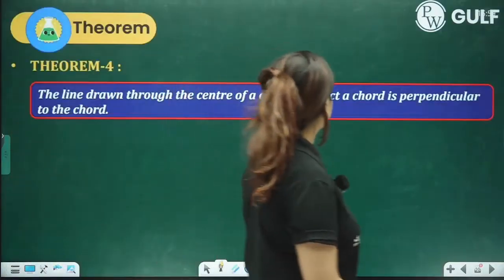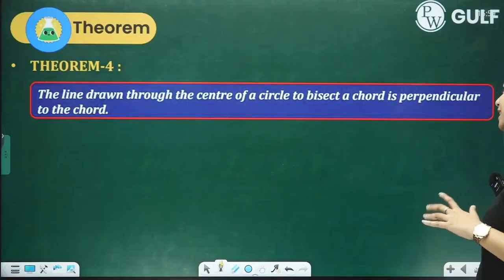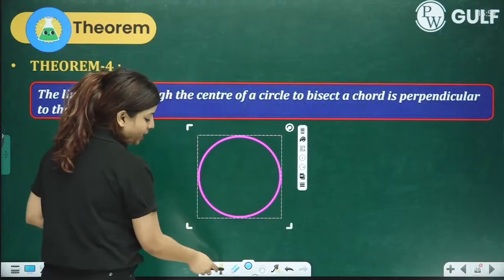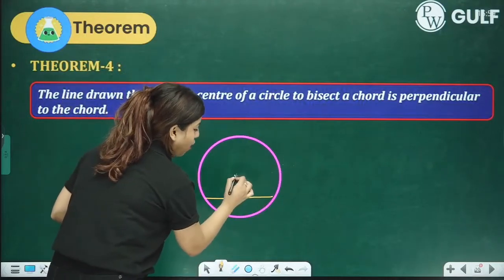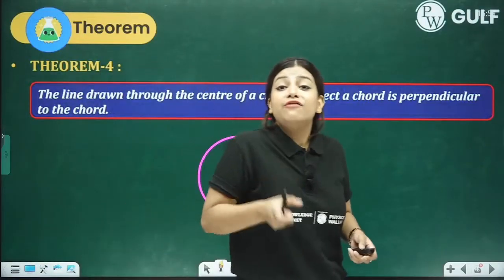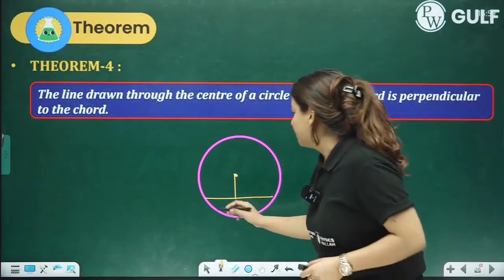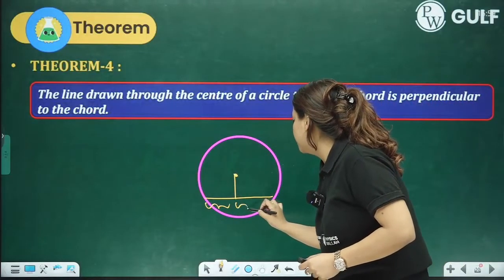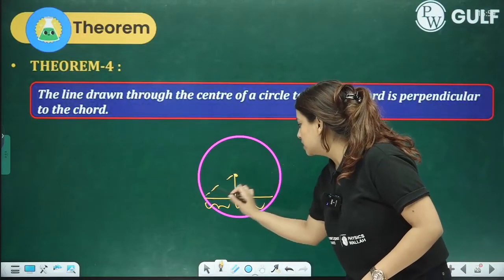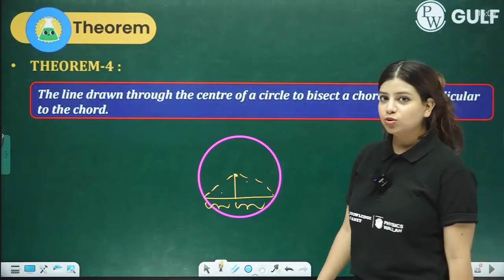Let's move forward. Theorem 4 says the line drawn through the center of a circle to bisect the chord is perpendicular to the chord. This is the converse of the theorem we have already learned. If there is a chord and from the center a line is drawn, it is not given to us that the line is perpendicular, but it is given that this part is equal to this part. Again we have to join this and this, and prove congruency in these two triangles.